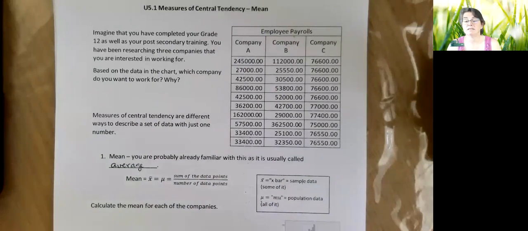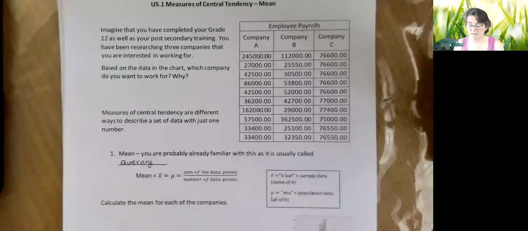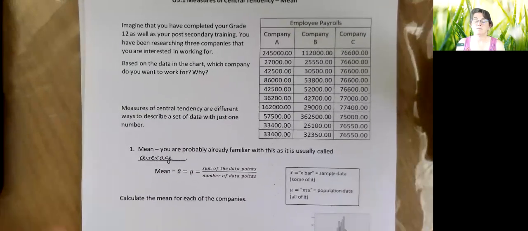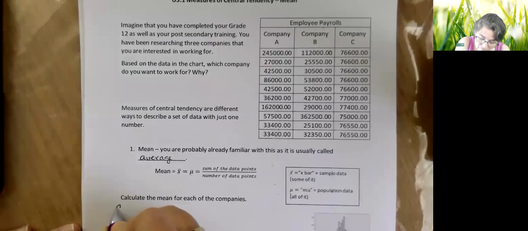Does that matter today? Nope. But you might see these symbols later on, so beware, no big deal. Mostly I'm just going to go: mean is equal to the sum of the data points over the number of data points. So what we're going to do now is calculate the mean of each company.